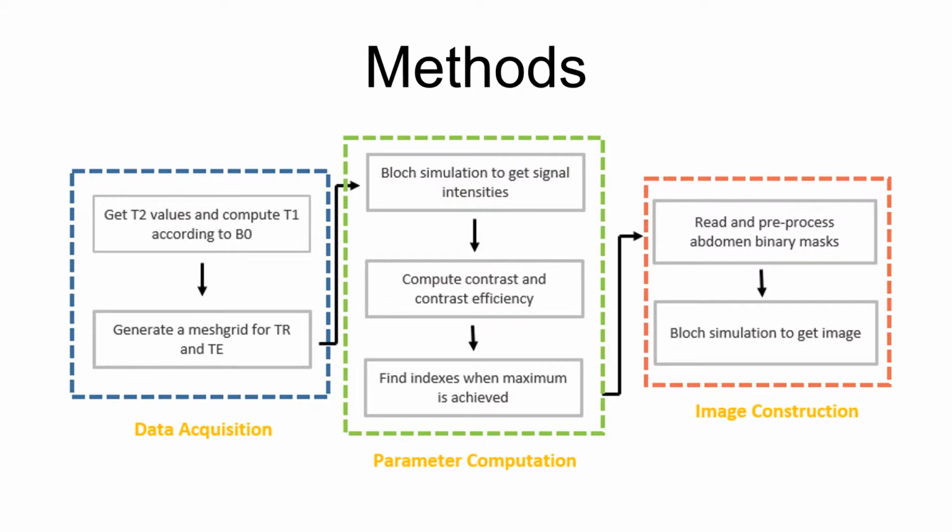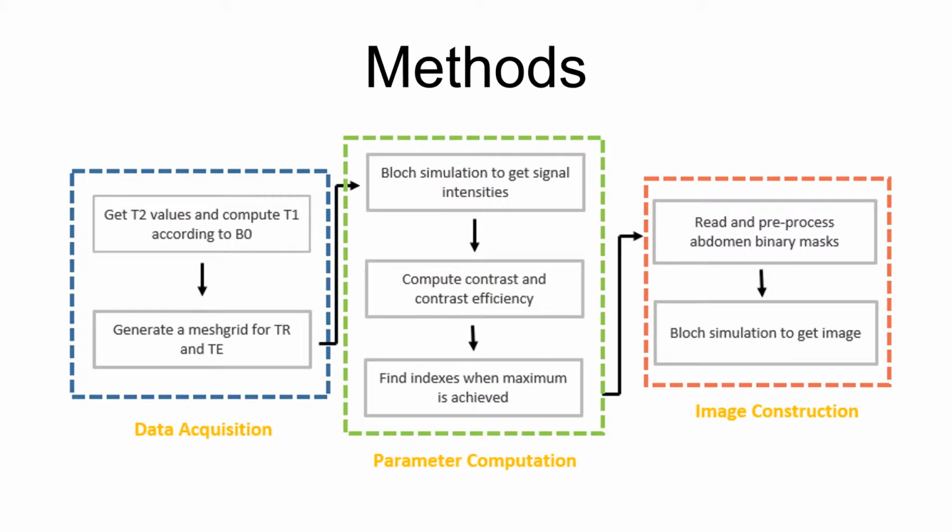Here is the flowchart showing the implementation process. Assume B0 is a fixed value. First process is data acquisition. T1 and T2 data should be obtained for targeting tissues. T2 is stable to B0 variation, but T1 is related to B0, so that for every B0 value, corresponding T1 should be calculated.